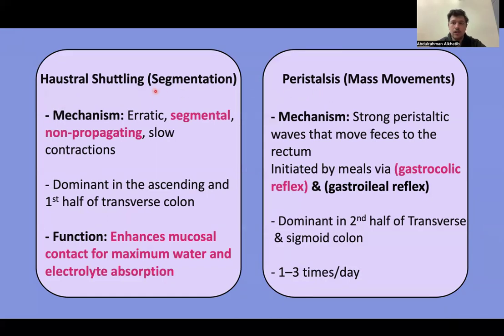Now, regarding the haustral shuttling or the segmentation, the key thing here is that it's a segmental type of contraction. That means that it's not designed to propel the food all the way to the rectum. Instead, its main job is to increase the contact of the feces with the mucosal wall, and this in turn enhances the absorption of the electrolytes, of the water, of the minerals, as well as some other vitamins such as vitamin B. So remember, the main purpose of the haustral shuttling is absorption.